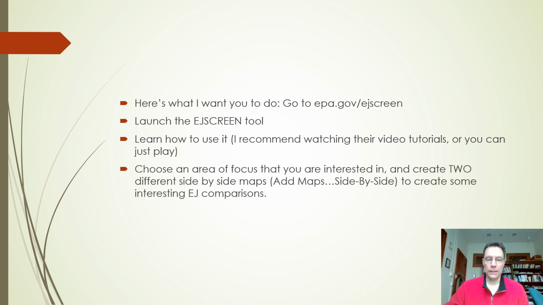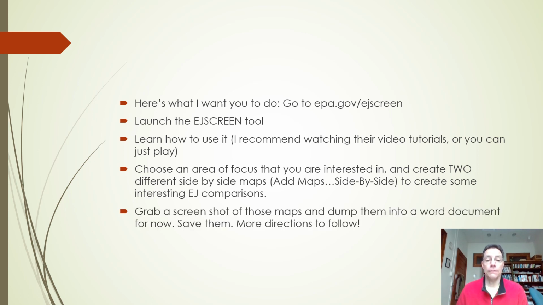And once you get good at it, choose an area of focus that you're interested in, and I want you to create 2 different side-by-side maps. There's a tool at the top called Add Map Side by Side that you could figure out how to use. Choose an area. Maybe it's your hometown, or a place you're interested in, or a city or a rural area that you are just curious about, and create some interesting environmental justice comparisons. That means choose some demographic data on one map and some environmental indicator data on the side-by-side map, and just see what sort of visual comparisons you can find.